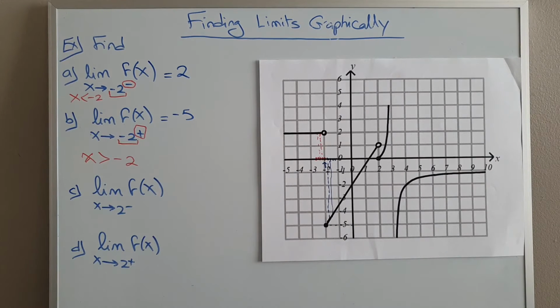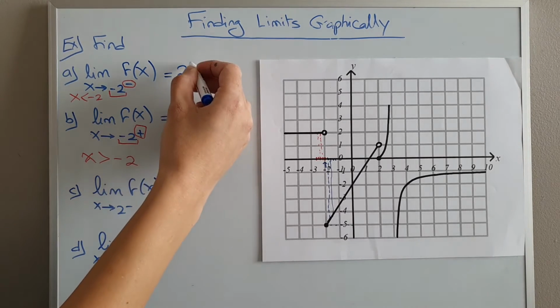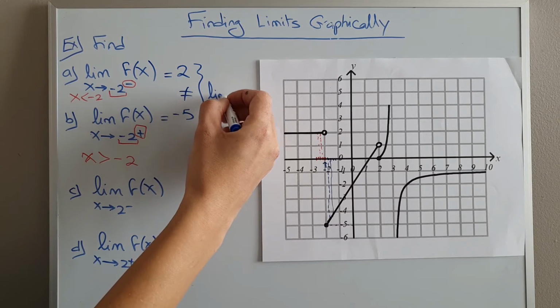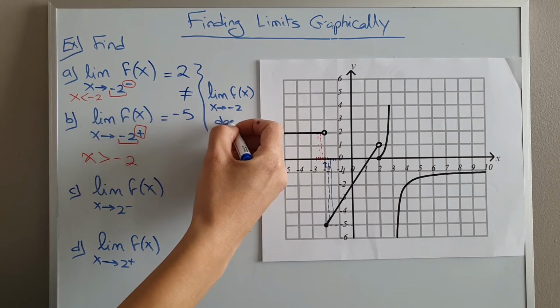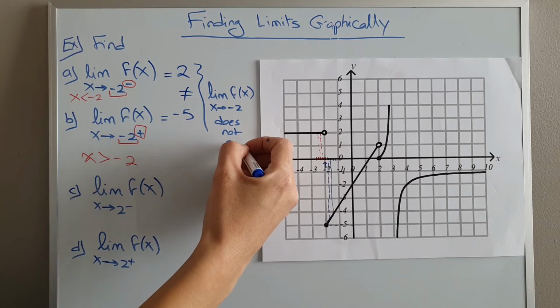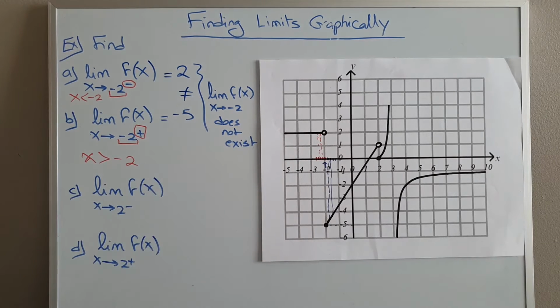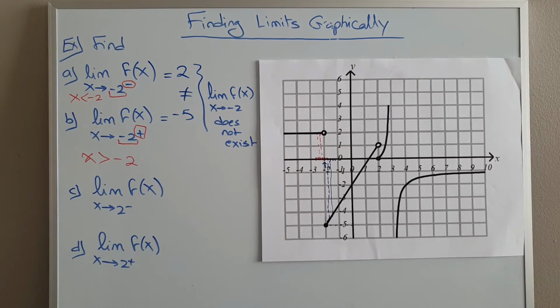So notice when I'm taking the right limit and the left limit here at negative 2, they are different. These are not equal. So we say the limit does not exist. For a limit to exist at a certain value, the right-hand limit and the left-hand limit should be equal.